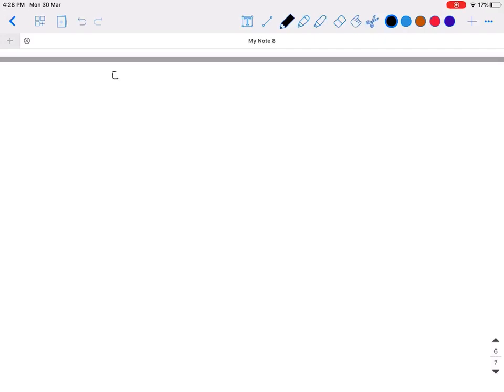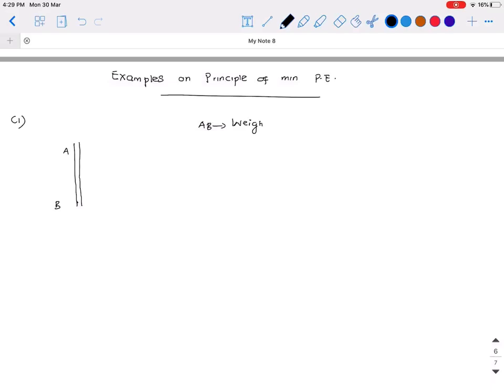So we are going to discuss some examples on the principle of minimum potential energy. We're going to solve some problems using the principle of minimum potential energy. So let us consider problem 1, in which we have a rod AB. AB is a weightless rod, whose weight can be neglected.